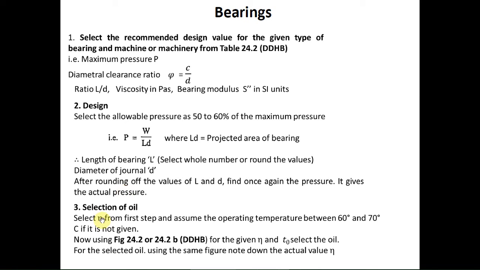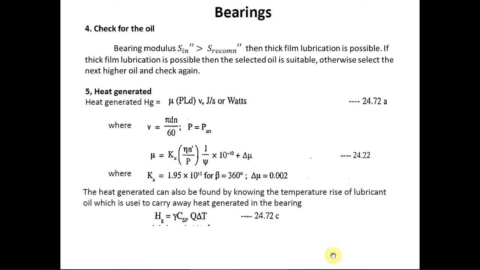Now next comes the selection of oil. Select eta, the absolute viscosity, for the first step, and assume the operating temperature between 60 to 70 degrees centigrade if it is not given in the problem. Now, using figures 24.2 and 24.2b in the data book from Lingaiya, for the given value of eta and T naught, the operating temperature, select the oil. For the selected oil, using the same figure, note down the actual value of eta, the viscosity.